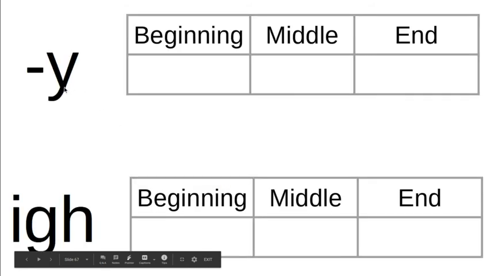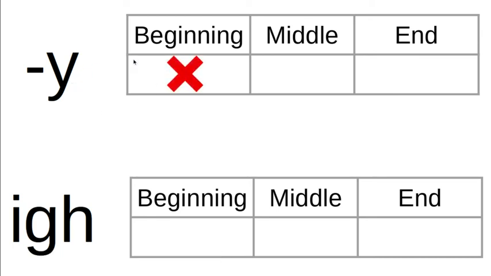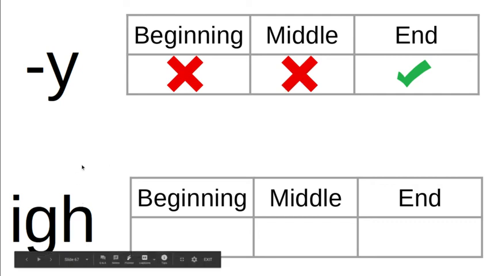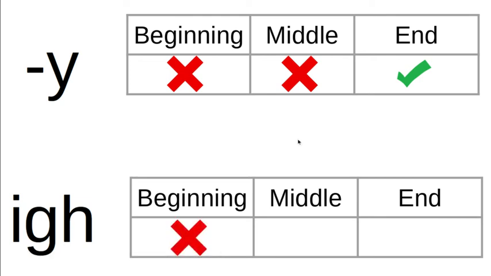So let's review. Does Y say I ever at the beginning of a word? No. If Y is at the beginning of a word, it always says yeah. Is it ever in the middle of the word? No. Not if it's saying I. And then at the end of the word, yes. One syllable words like buy, cry, sly, try. All right, IGH, ever at the beginning of a word? No. Ever in the middle of the word? Yes, and when it is, it's usually followed by the letter T, and it's every once in a while at the end of a word, like in thigh and sigh.